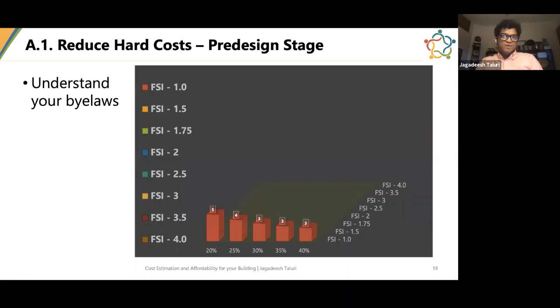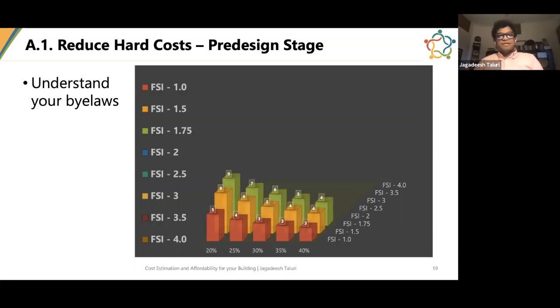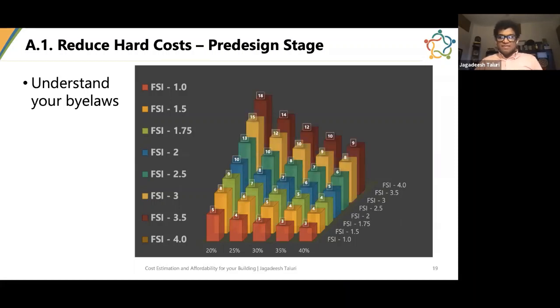If FSI is 1 and you are allowed 40% ground coverage, if you use the entire 40% ground coverage, you can exhaust the whole FSI by going 3 floors. Suppose the government mandates 20% ground coverage, you will have to build up to 5 floors to exhaust the FSI and maximize the built up area. In the same way, FSI 1.5, 1.75, 2, 2.5, 3. So in every scenario, you can go up to a certain number of floors.